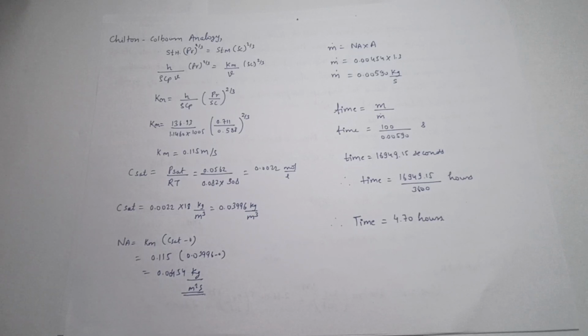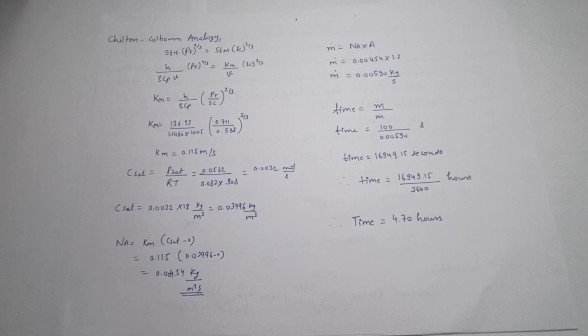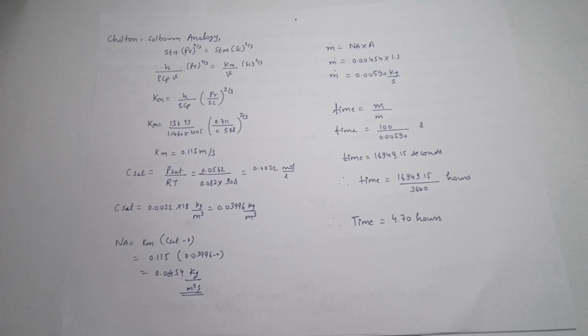Hence, after calculating it, which is 0.0562 divided by 0.082 multiplied by temperature, which is at 35 degrees Celsius and is taken as 308 Kelvin, gives 0.0022 mole per liter. Converting this to mole per meter cube gives us 2.22 mole per meter cube. Now converting this to kg per meter cube by multiplying by mass of water, 1 mole is equal to 18 units. Hence, this gives us 0.03996 kg per meter cube.